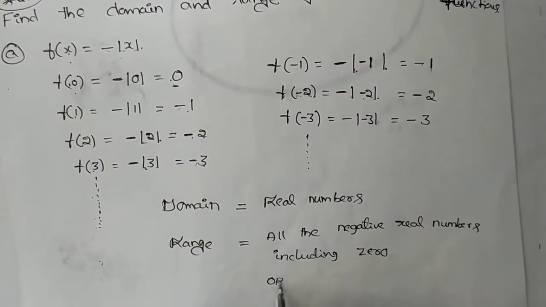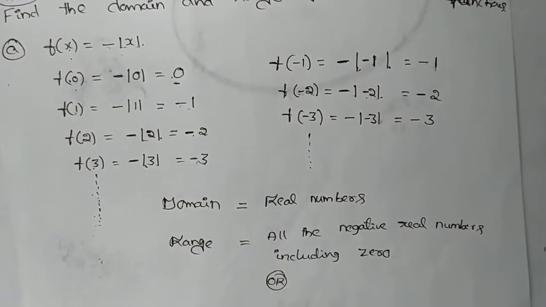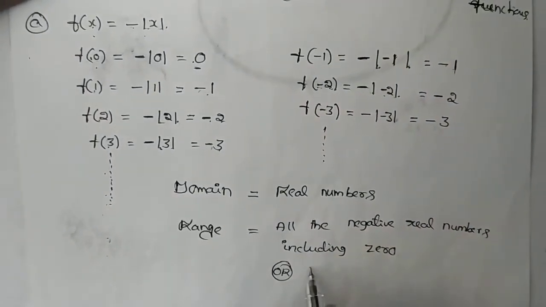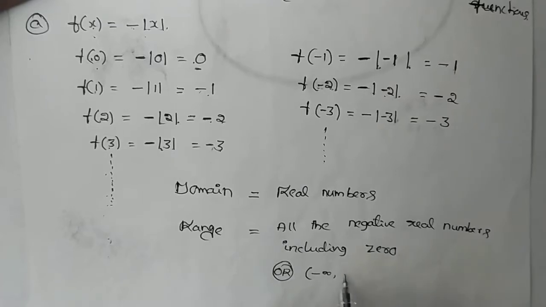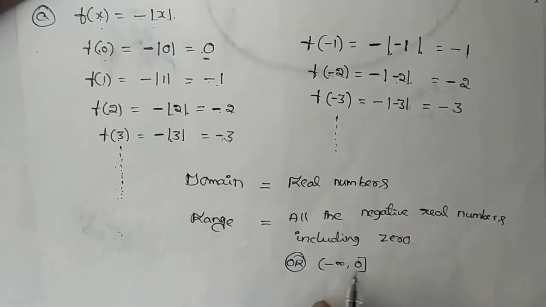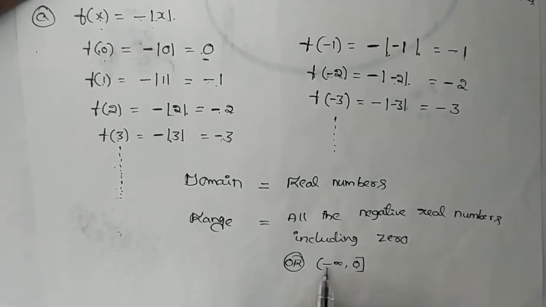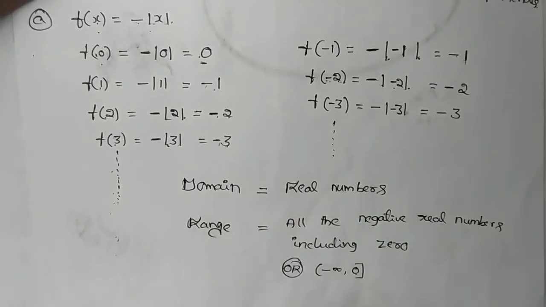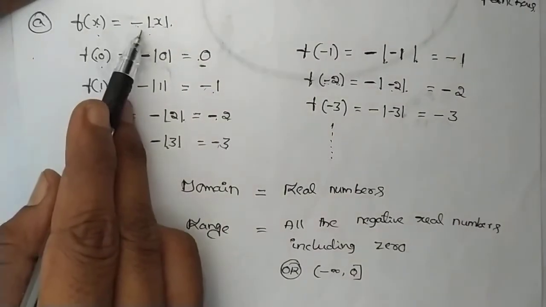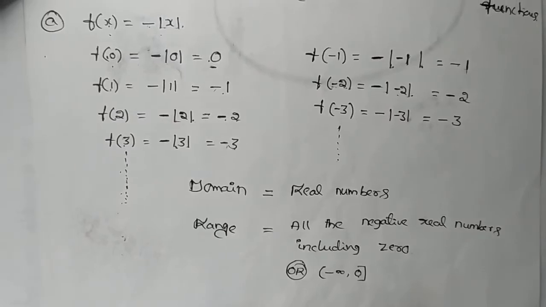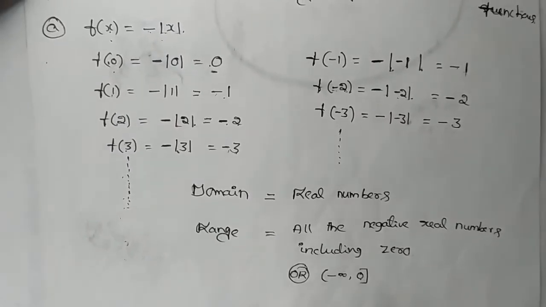This also can be represented like minus infinity to 0, including 0 up to minus infinity, right? So it is the domain and range of the function f of x equals minus of modulus x. You just note down this question in your notebook.